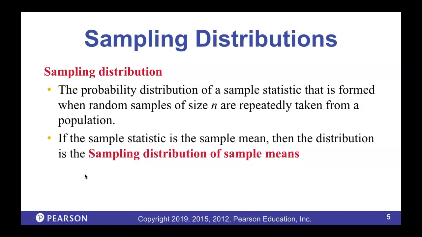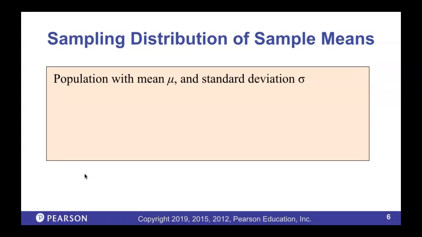Like my example that I just gave you, average GPA. If the sample statistic is the sample mean, if I am interested in taking the average, then this distribution is going to be called the sampling distribution of the sample mean. We can have another type, for example, the sampling distribution of sample proportion, but that's going to be for another section. In this section, we're going to talk about the sampling distribution of the sample mean, or average, how the average from one sample varies from another. Okay, so here's a picture for you.